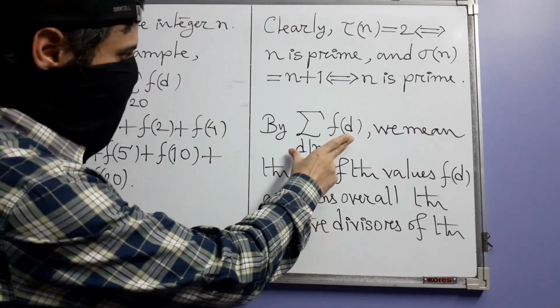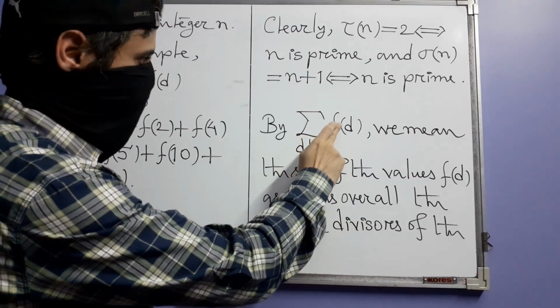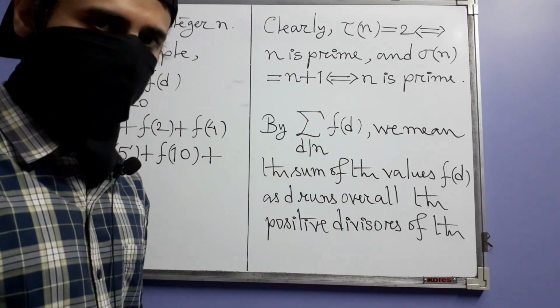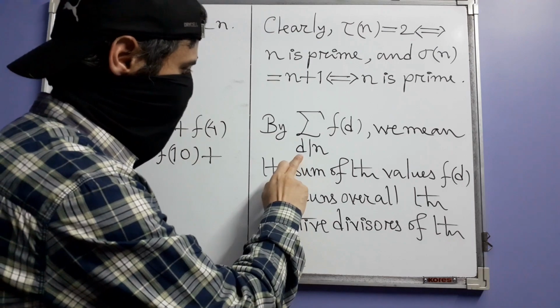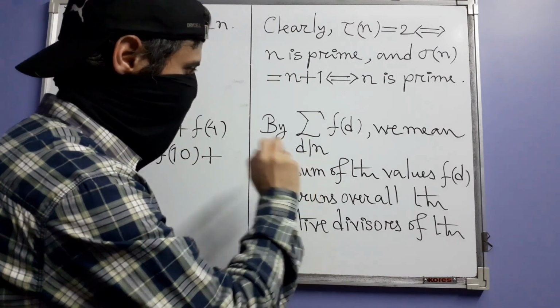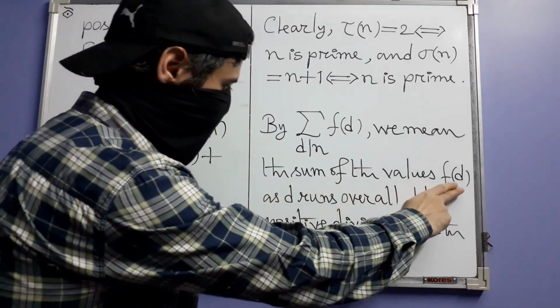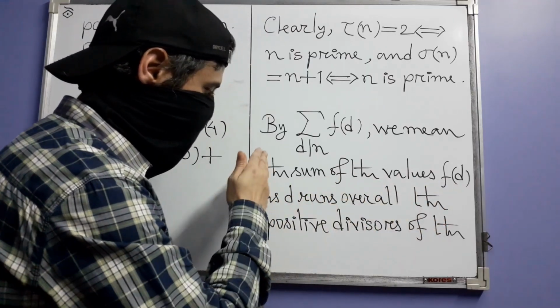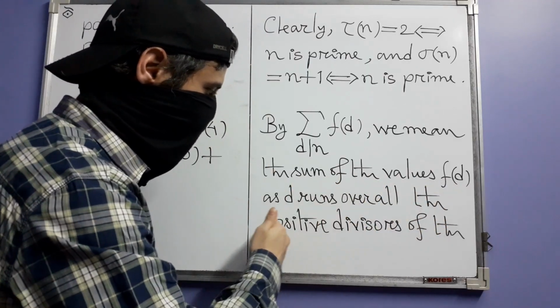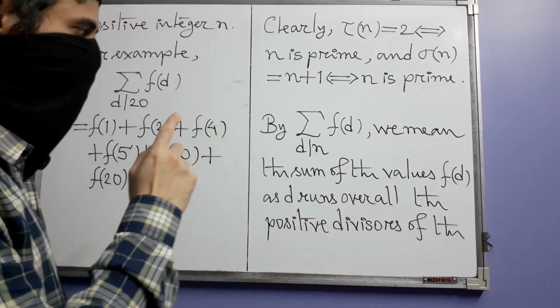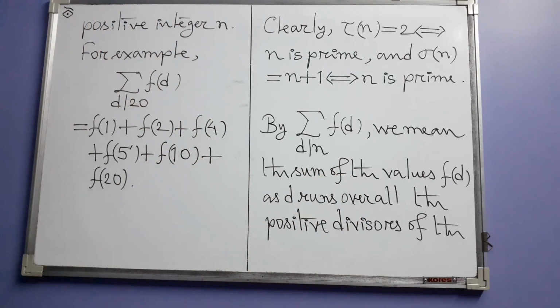So the symbol is this: summation of some f values, f of d, where d is a divisor of n. By this we will mean the sum of the values f of d as d runs over all positive divisors of n, where n is a positive integer.